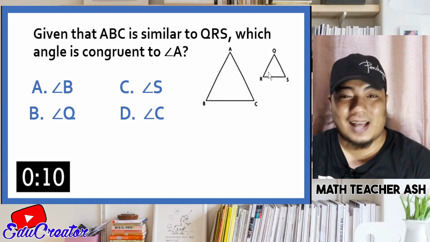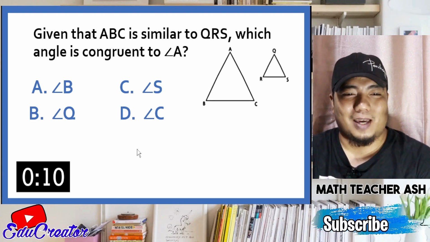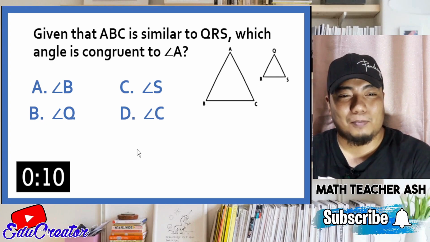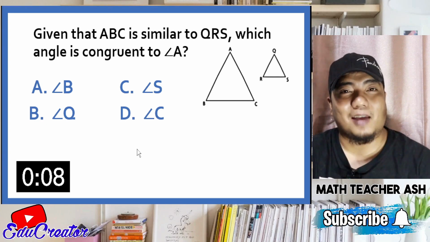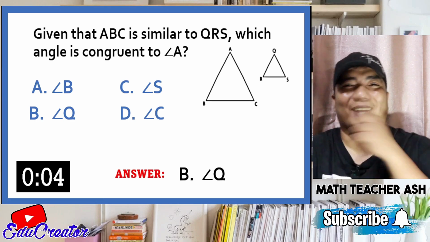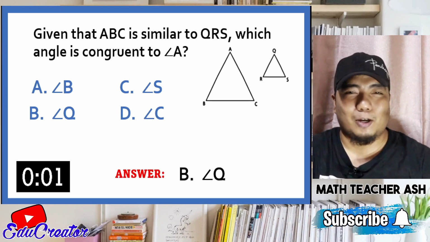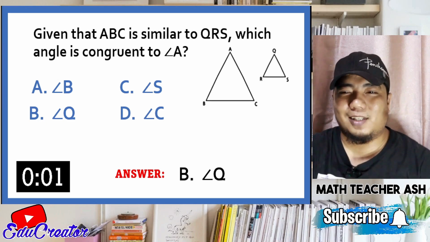So therefore, this is angle Q. Our answer is letter B. I forgot again my time limit. Let's just check. All right, we are correct, my dear math learners. So the answer is angle Q. I hope you are enjoying our review for this session.